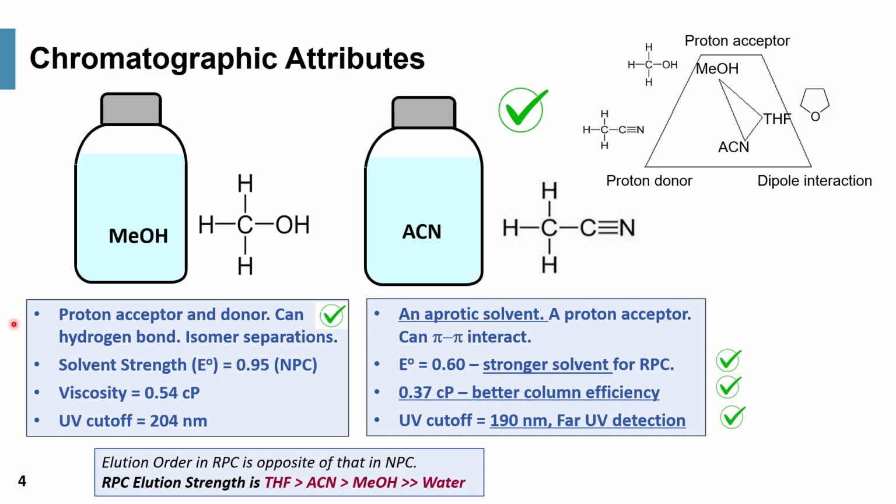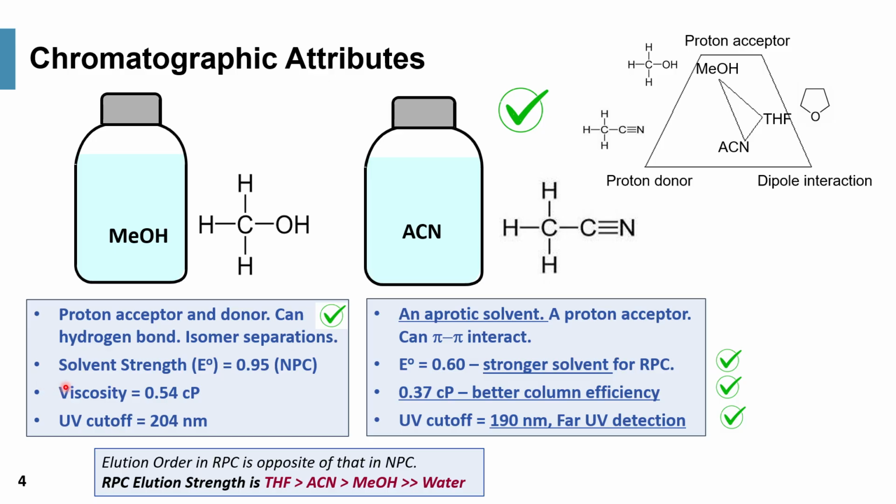As mentioned earlier, methanol can do hydrogen bond and somewhat much better in terms of separation, isomeric separation. So methanol has a little advantage on selectivity for isomeric separation.